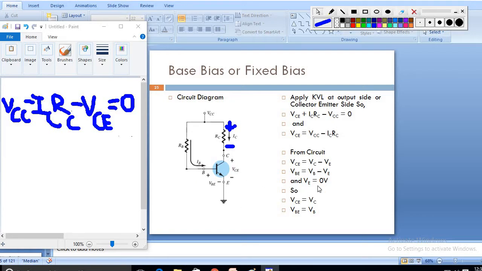So why is VE 0 voltage here? The emitter is connected to the ground. For that reason the value of that particular voltage is 0, grounded means it is 0. See here in this figure, it is grounded, so it is 0. So if VE is equal to 0 volt, what is the expression? It becomes VCE is equal to VC, since VE is 0, and VBE is equal to VB. This is exactly the base bias or fixed bias circuit.